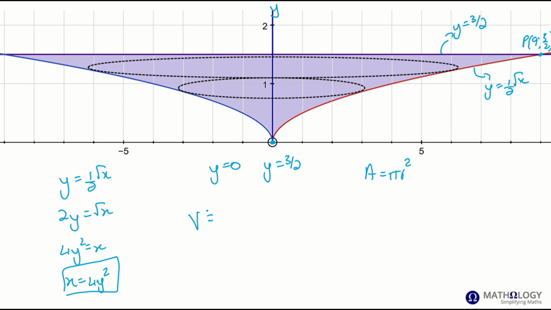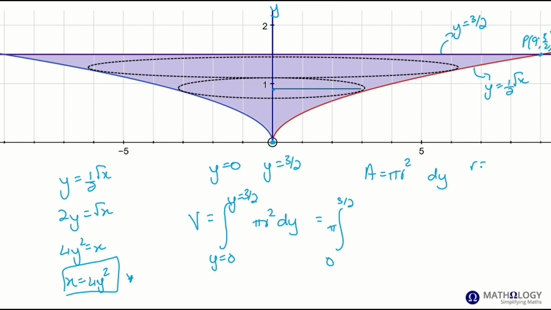So that gives us the area, but for the volume we need the height or the thickness of each of those cuts, right? And that is going to be dy. dy represents the thickness of the cut. So integrating between y equals 0 and y equals 3 over 2 pi r squared dy. The pi is a constant, so we can actually pull it out of the integration. Yes, the radius is 4y squared.